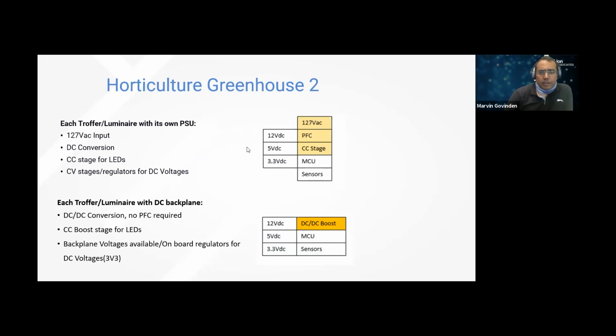So just here we could say, yeah, we could have 127 volts input, we'd have DC conversion, we'll have a constant current stage for, say, the LEDs, and for the IoT part, we need constant voltage stages. So there's a lot of blocks there. Or we could get rid of the AC stage and just convert from that 48 volts, we'll have 12 volts, 5 volts, and 3.3 volts coming out distributed through the backplane, and just have maybe the boost stage for the LEDs, and we've got rid of a few stages there. So that's another interesting way that we've seen implemented in greenhouses. So we don't always use AC to DC, we can use DC-DCs and a rack solution.